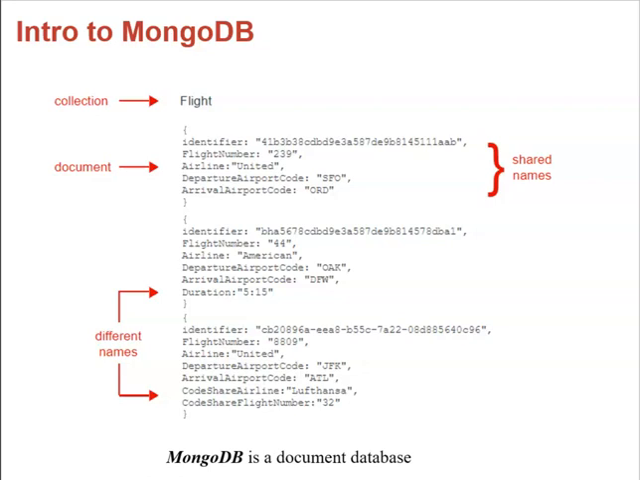This is just to illustrate what a collection and a document are. This is a collection called Flight, which has a number of documents in it, and each document has some shared field names. As you can see, these are the shared names, and then there's some additional information in each document. These are documents that contain the information regarding flights. If more information is needed for a particular flight, you can add more in addition to those shared names.